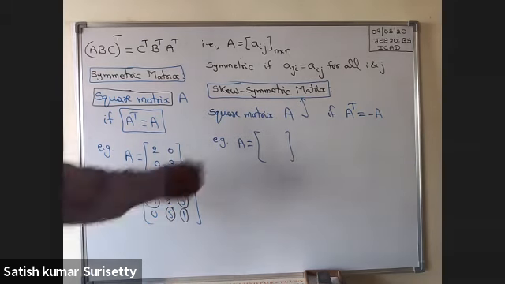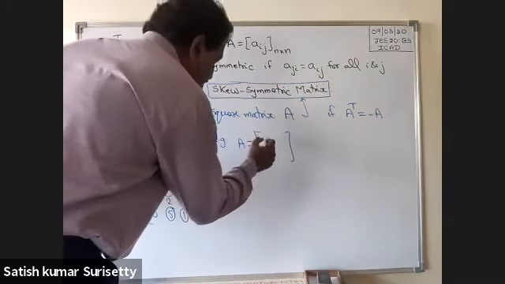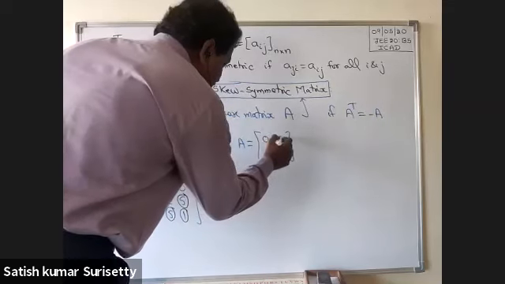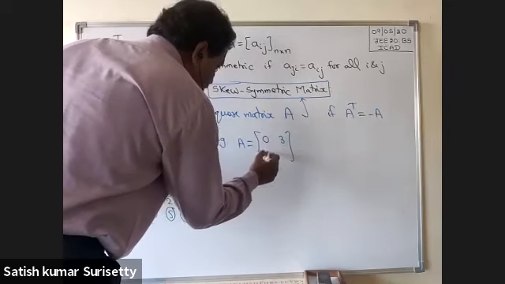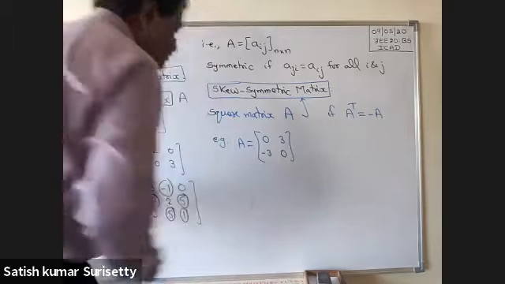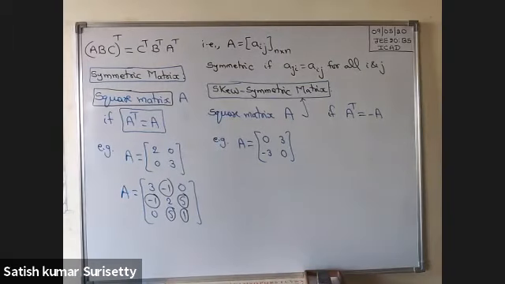Check this example. 0, 3, minus 3, 0. Check, is it A transpose? Will it be minus A or not? Yes.